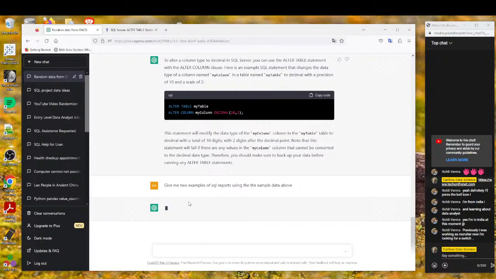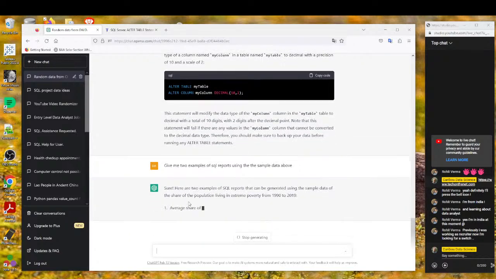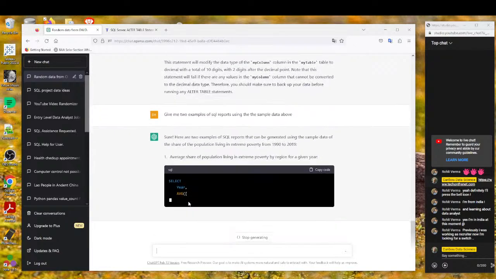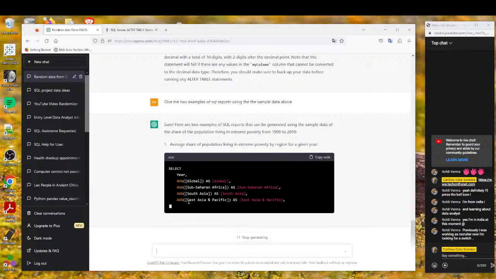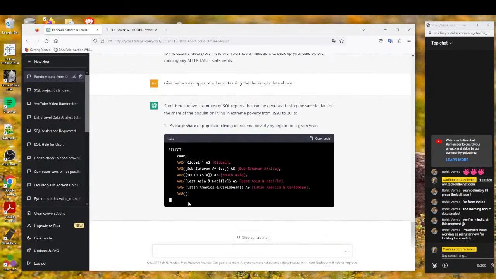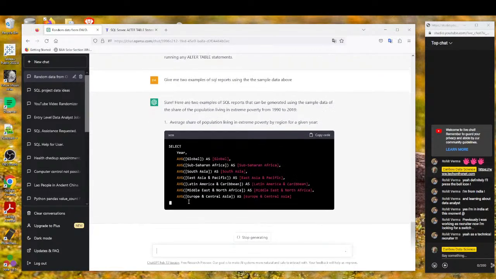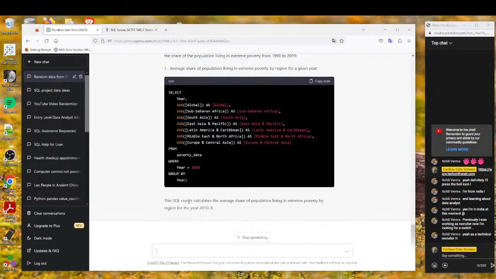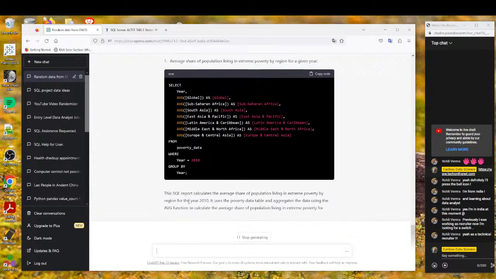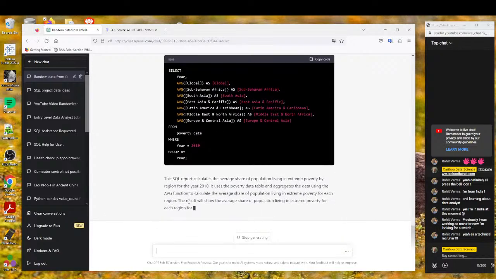So, can it create SQL for us? And yes, it does look like it can. Okay. So here are two examples. Hokey smoke bullwinkle. Okay, that's one.